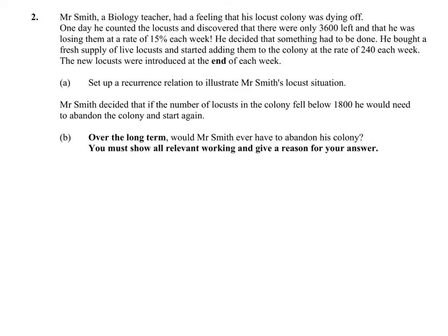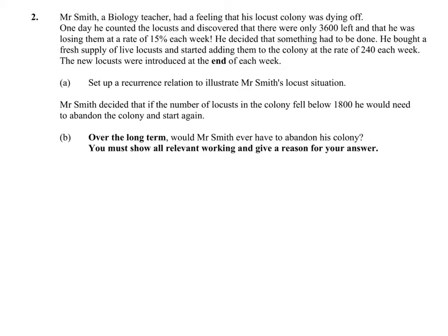Question number 2. Mr. Smith, a biology teacher, had a feeling that his locust colony was dying off. One day he counted the locusts and discovered that there were only 3,600 left, and that he was losing them at a rate of 15% each week. He decided that something had to be done. He bought a fresh supply of live locusts and started adding them to the colony at a rate of 240 each week. The new locusts were introduced at the end of the week.